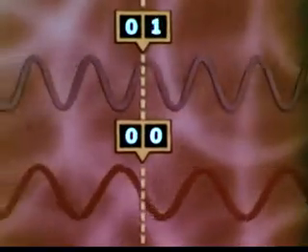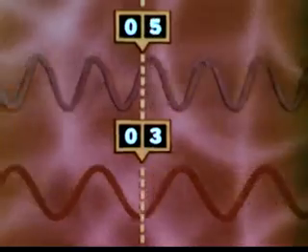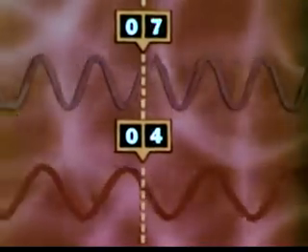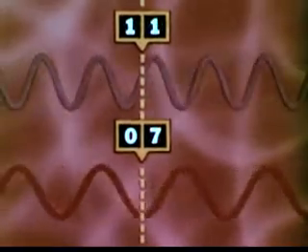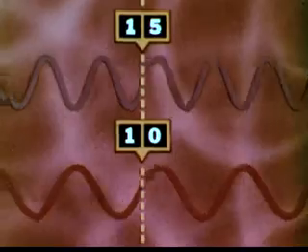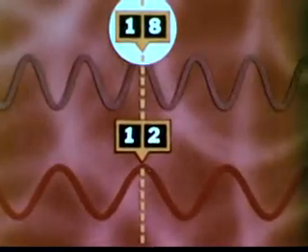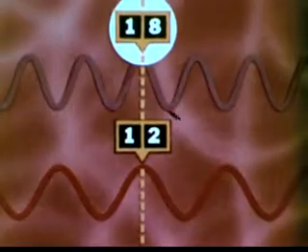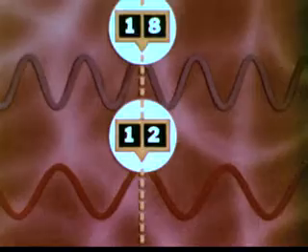Let's schematically count the cycles. Note the difference between the 2 counting rates. The high-frequency blue wave gives 1.5 times as many electrical kicks per second as the low-frequency red wave.